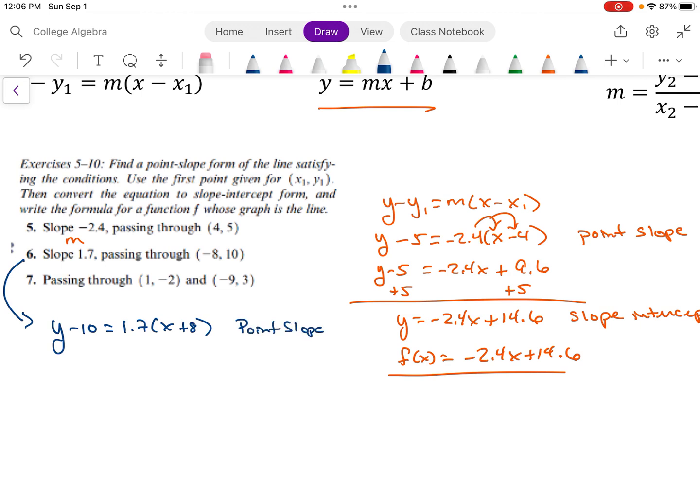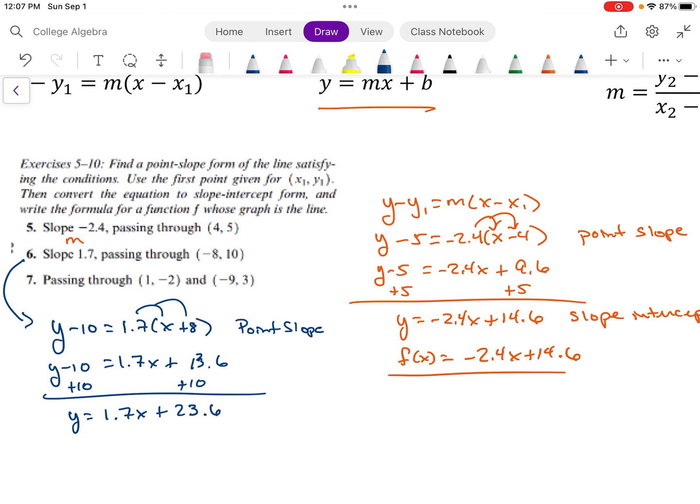Then I'm going to go through to get to slope intercept. I'm going to distribute: y minus 10 equals 1.7x plus, and that should be 13.6. Sorry for the crazy 3 there. Now I need to add the 10 across, and y equals 1.7x plus 23.6. And there's my slope intercept. Last step, they want us to replace that y with f of x to make it look like function notation.